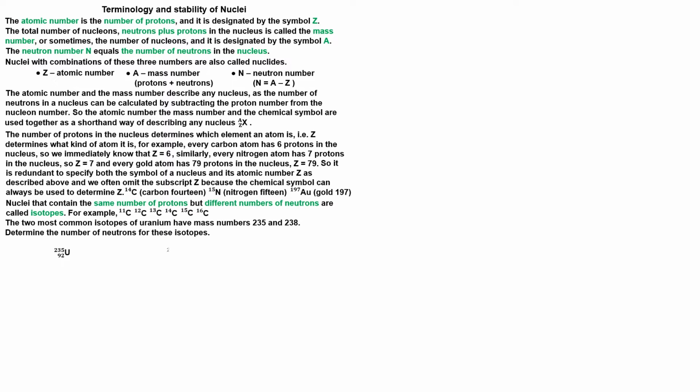These two nuclei can be written as follows: uranium 238 has 238 nucleons. The neutron number is the difference between 238 and 92. Uranium 235 has 235 nucleons. The neutron number is the difference between 235 and 92.